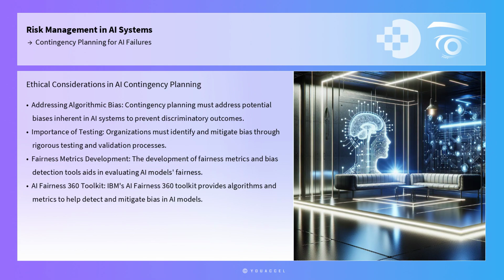In the realm of ethical considerations, contingency planning must also address the potential biases inherent in AI systems. Algorithmic bias can lead to discriminatory outcomes, making it imperative for organizations to identify and mitigate bias through rigorous testing and validation processes. The development of fairness metrics and bias detection tools can aid in evaluating the fairness of AI models and ensuring compliance with ethical standards. For instance, the AI Fairness 360 Toolkit, developed by IBM, provides a set of algorithms and metrics to help practitioners detect and mitigate bias in AI models.